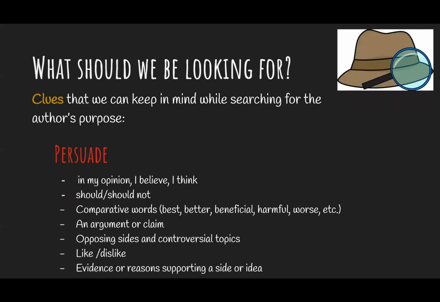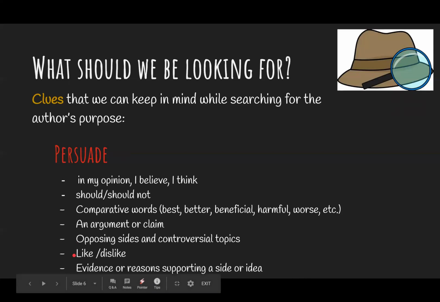What should we be looking for? All right, so here's some clues that we can keep in mind while looking for the author's purpose. First, persuade. So some key words that we can keep in mind when looking for persuasive texts are, in my opinion, I believe, I think, should and should not, comparative words like better, best, beneficial, harmful, worse, etc., an argument or claim, opposing sides and controversial topics, like and dislike, and evidence or reasons supporting a side or idea.